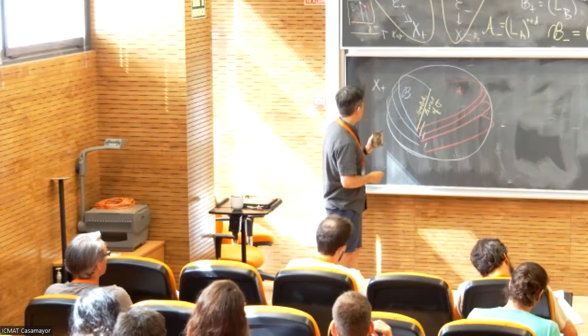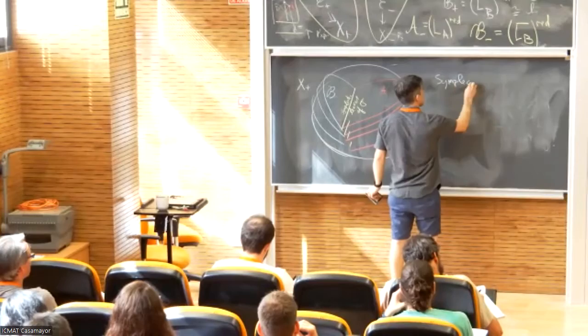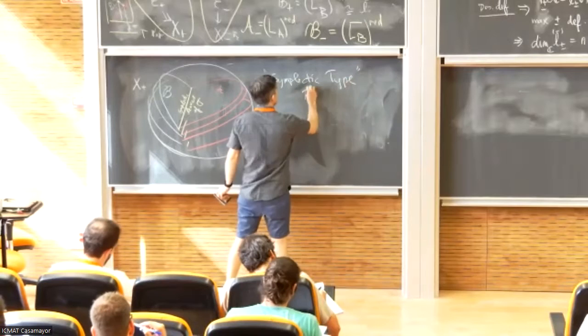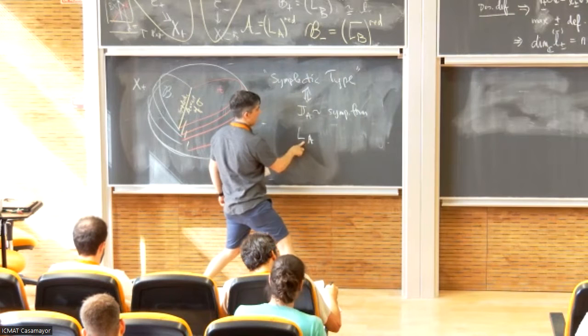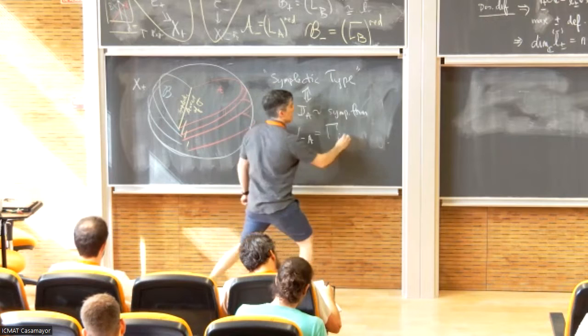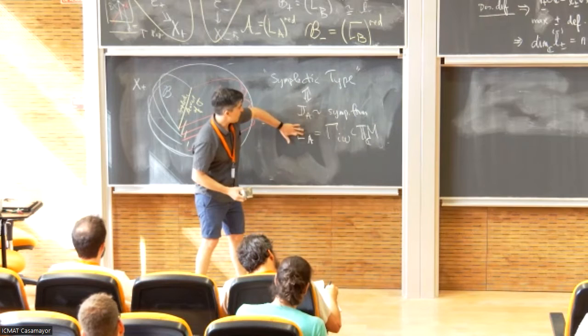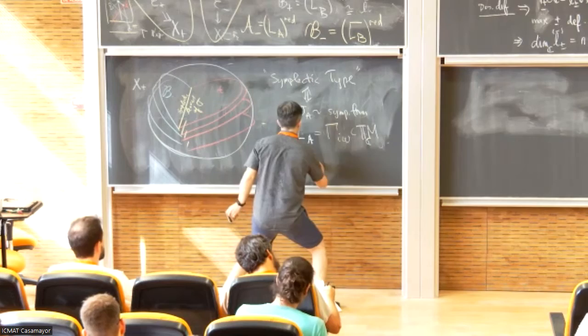Right, so the symplectic case, symplectic type. What does it mean? Remember, it means that JA is equivalent to a symplectic form, which means that LA, the plus i eigenbundle, would be the graph of i omega inside T plus T star, complexified. And therefore, LA would be a transitive algebroid. It would map surjectively to the tangent bundle.